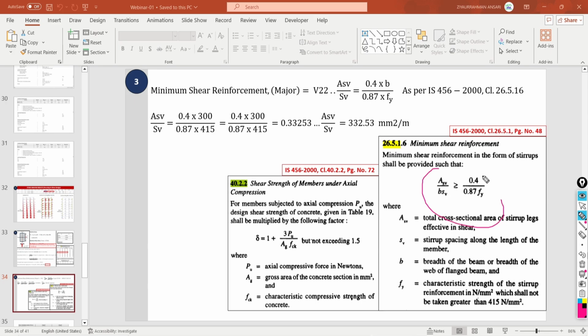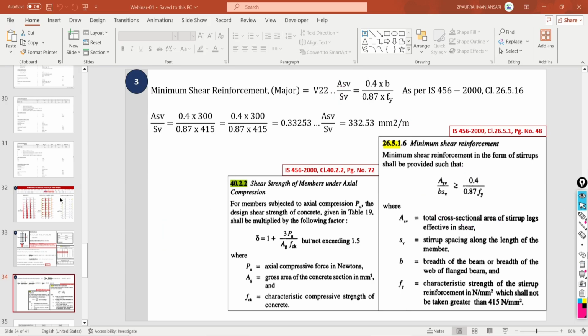IS 456 clause 26.5.1.6, as the formula has been given here: ASV divided by SV, spacing of the shear reinforcement, equals 0.4 B divided by 0.87 FY. If I put all the values here, the demand of the reinforcement will become 332.53 mm square per meter span, or per meter height of your column. So this is the spacing of your lateral ties or shear reinforcement. Hope that you all understood how to do the calculation for the shear reinforcement.